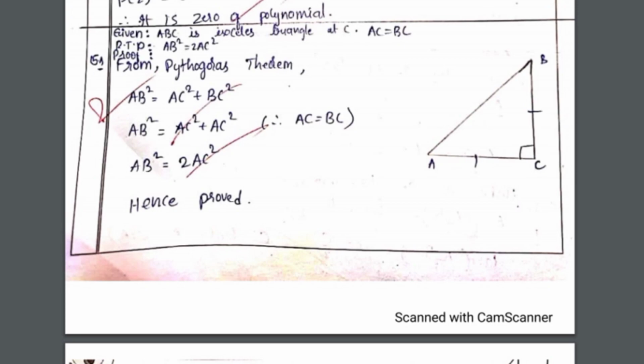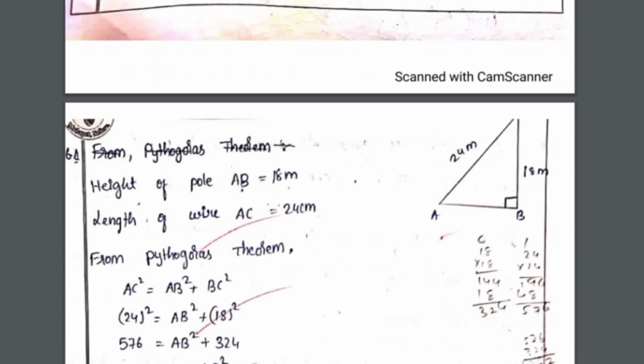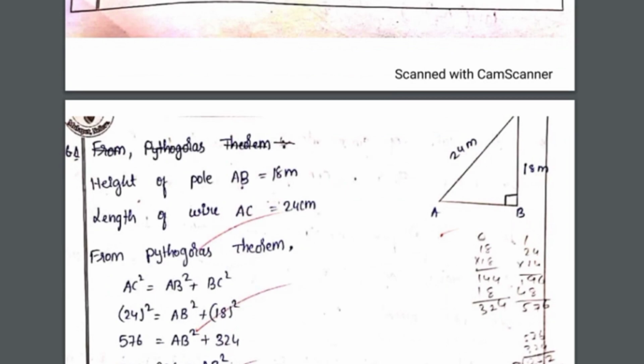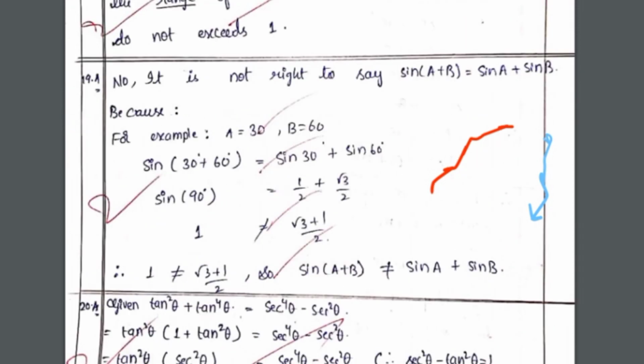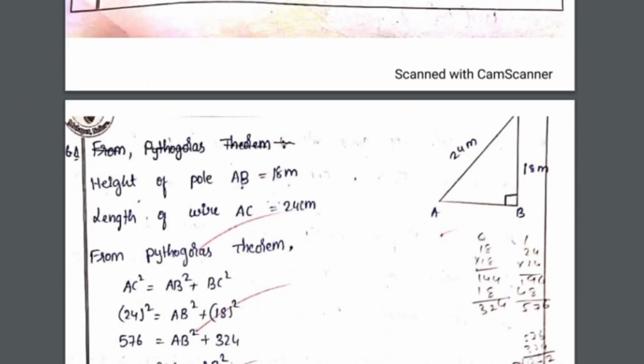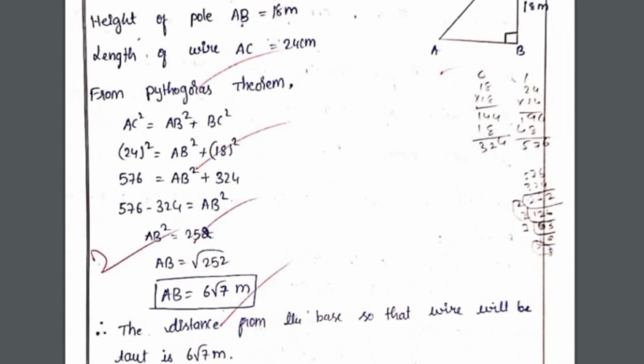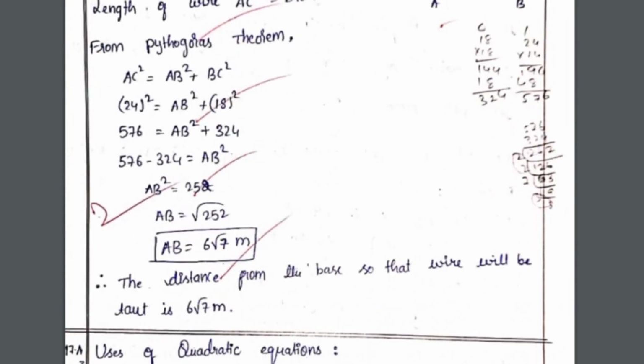Okay. And this is the question here. So 18 meters height, they gave 18 meters height, and here this is the wire length, 24 meters they gave. So again using the Pythagoras theorem. This is 8.4 exercise problem, this question also. From 8.4 exercise problem, this one you can check the solution how to write using Pythagoras theorem.